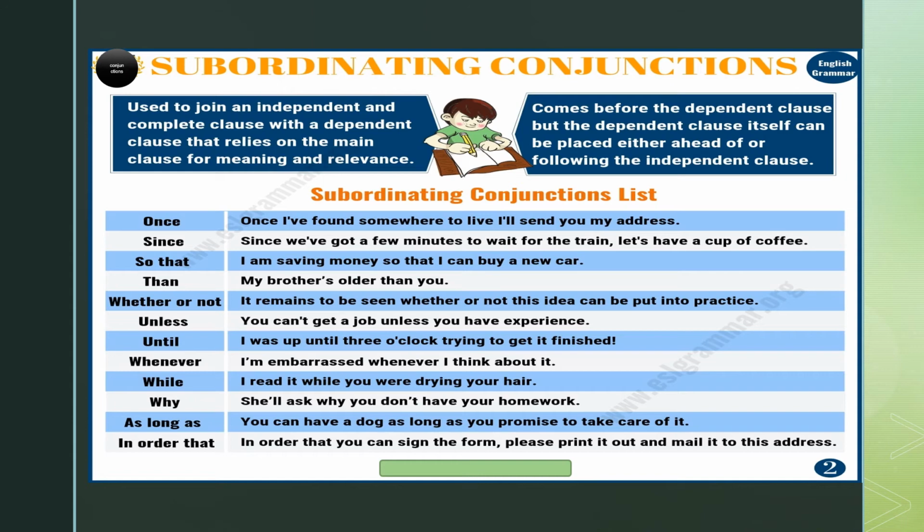Now the dependent clause can be in the beginning, in the end, in the middle, that depends. For example, once I have found somewhere to live, so the dependent clause over here is actually coming after the subordinating conjunction. My brother's older than you. Once again, the word than, a subordinating conjunction, is coming before the dependent clause. Look at the other sentences. It remains to be seen whether or not this idea can be put into practice. You can't get a job unless you have experience.